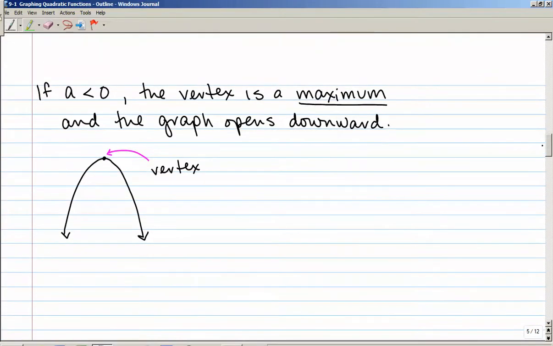If a is less than 0, that is, if the coefficient of x squared is a negative number, then the vertex is a maximum and the graph opens downward. So if a is a negative number, it looks more like a frown, which when you're in kind of a negative mood, you're frowning, okay? The vertex in this case is going to be the highest point on the graph, and we call that a maximum.